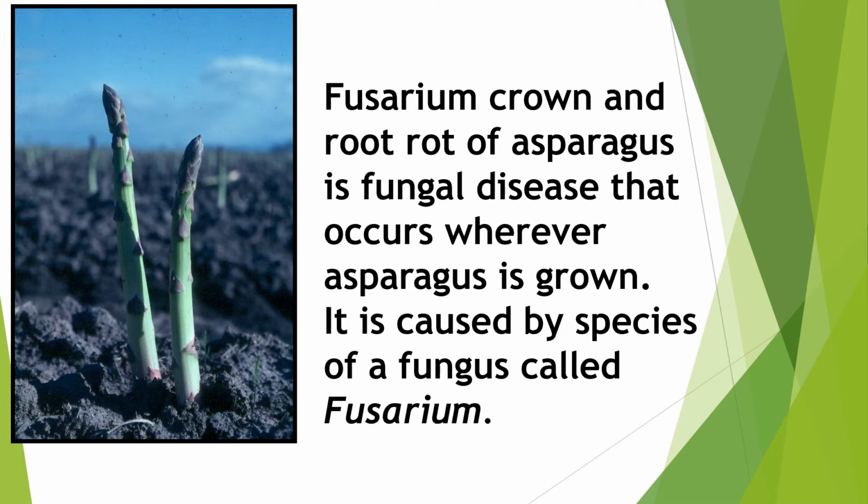Fusarium crown rot of asparagus is a fungal disease that occurs wherever asparagus is grown, and it's caused by species of a fungus called Fusarium. There are many different species that can cause this particular disease, and it occurs in the soil, and it is commonly found wherever there's an asparagus planting.